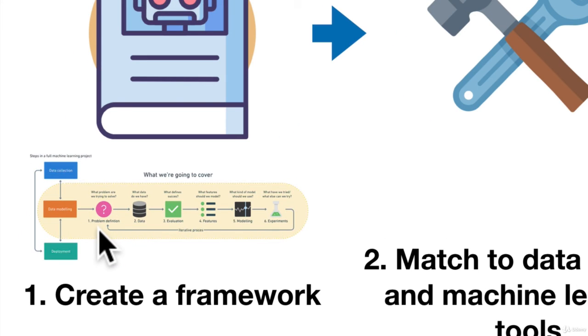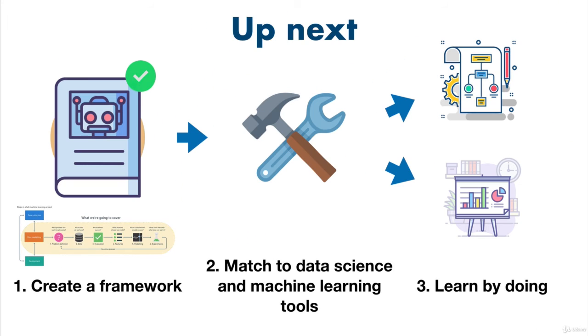All right, we've got step 1, problem definition. Step 2, data. Step 3, evaluation. Step 4, features. Step 5, modeling. Step 6, experimentation. All of this is an iterative process. Next up, we're going to learn what tools we can use to apply the framework to different projects. And of course, to do all this, we're going to be working hands-on, writing machine learning code and creating projects of our own.